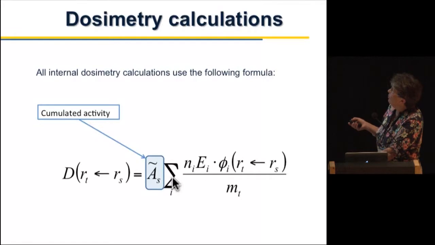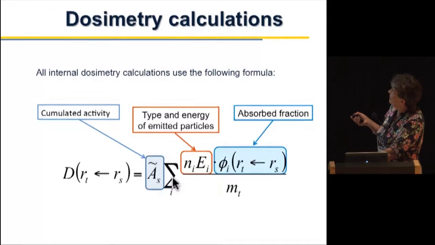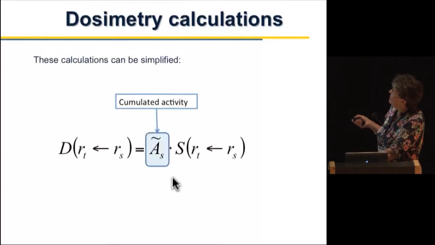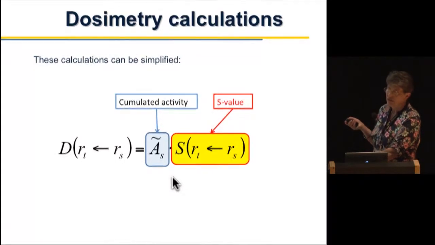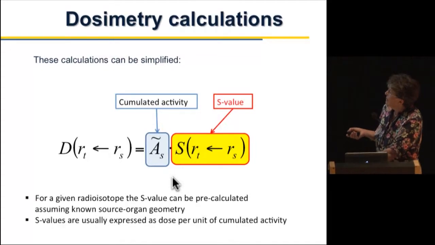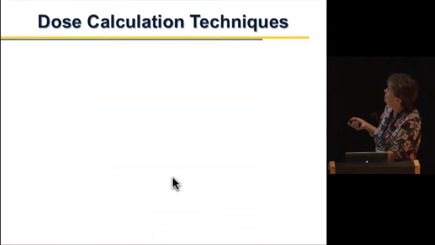So this is our formula. This is cumulated activity integrated over time. This is type and energy of emitted particles, and this is absorbed fraction and the target mass. Well, this will be simplified. You can actually put everything in so-called S value. This is geometry of the patient and characteristics of the source. S values are usually expressed as dose per unit of cumulated activity. And actually, if you have several sources, you sum those contributions.